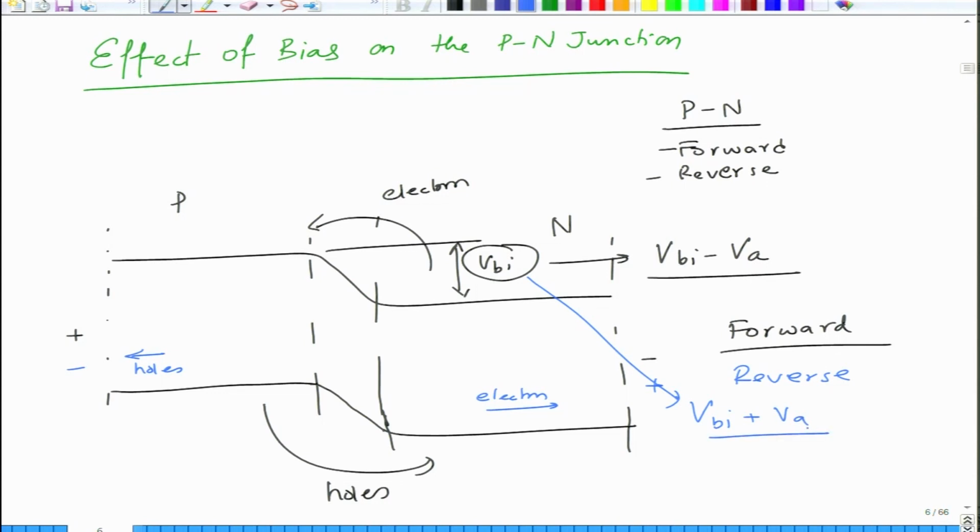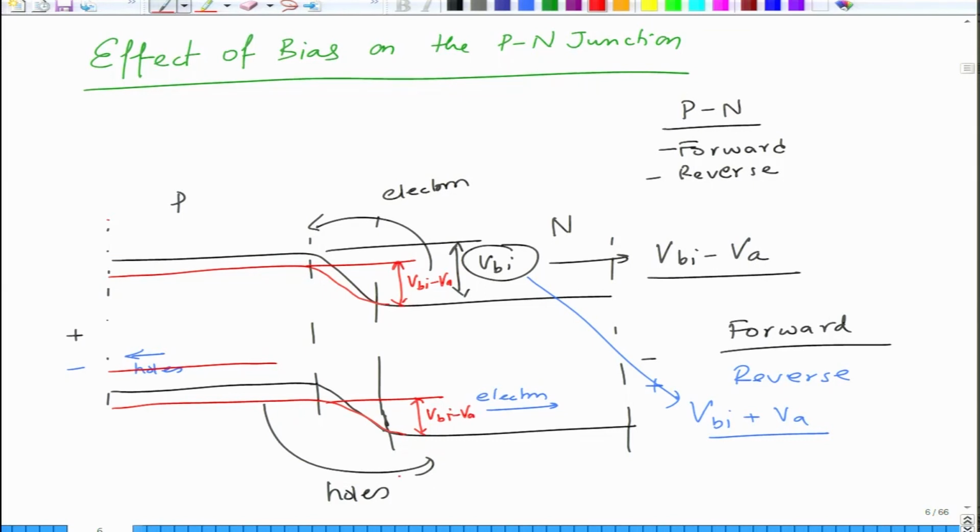VA. So if I want to depict it, if this is at V equal to 0, in the forward bias case it will become like this. Sorry, it will become like this. So the junction height has reduced in the forward bias case. So this is VBI minus VA.